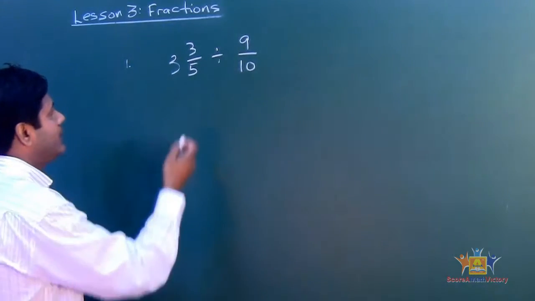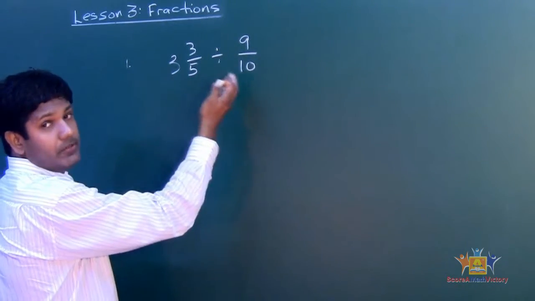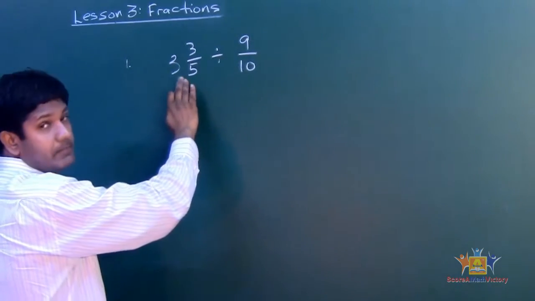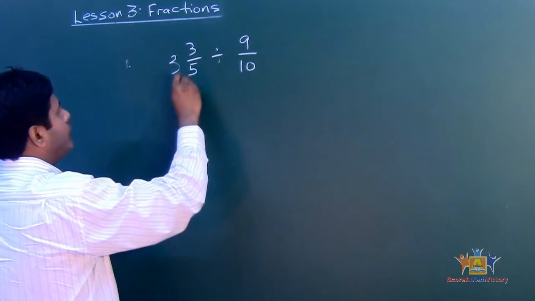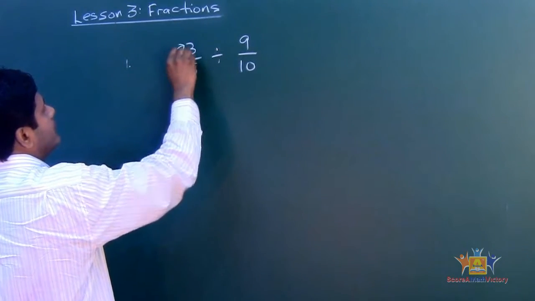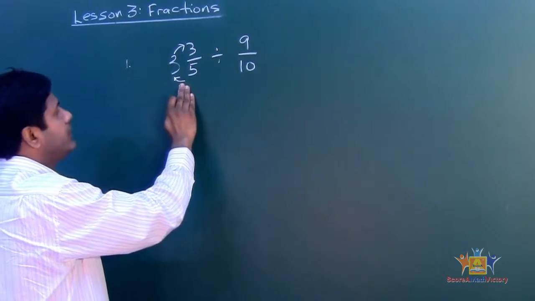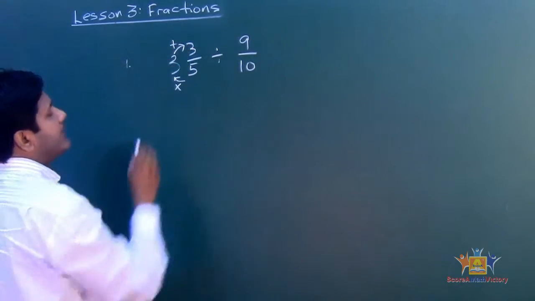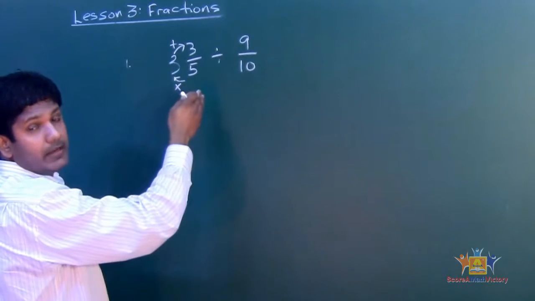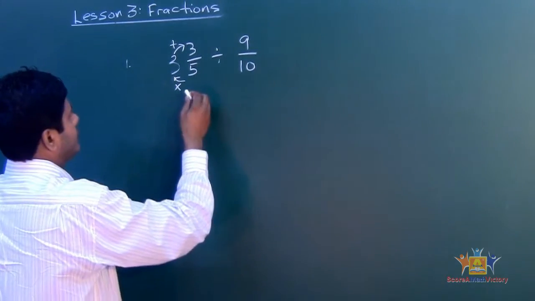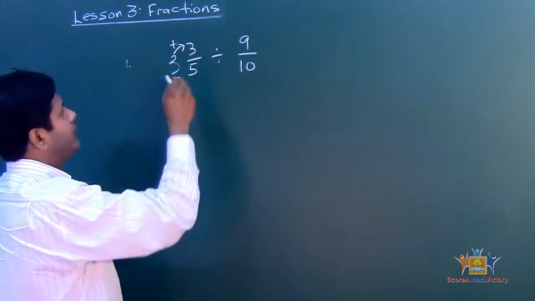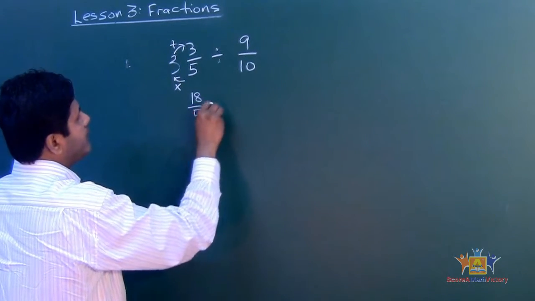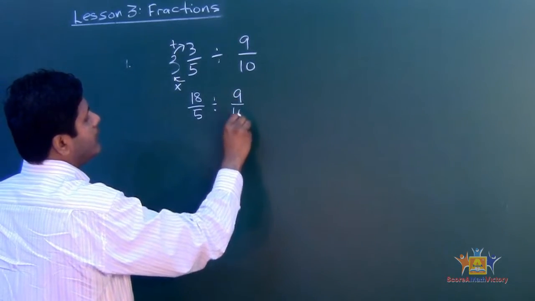So now the rest of it is mathematics. We have two numbers dividing. Are they both in the form of fractions? No. This one is a mixed number, and this one is a fraction. So I have to convert this mixed number into a fraction. I use the semi-rotation method: I multiply the first part and then add the second part, and that gives me an improper fraction. 5 times 3 is 15. 15 plus 3 is 18. So that gives me 18 over 5 divided by 9 over 10.